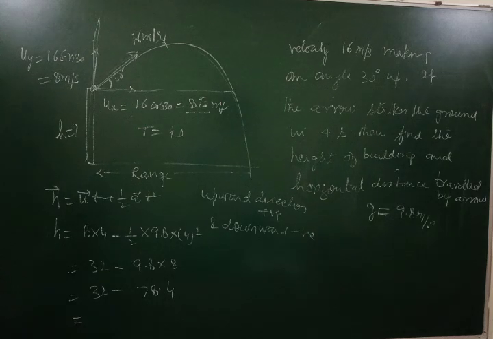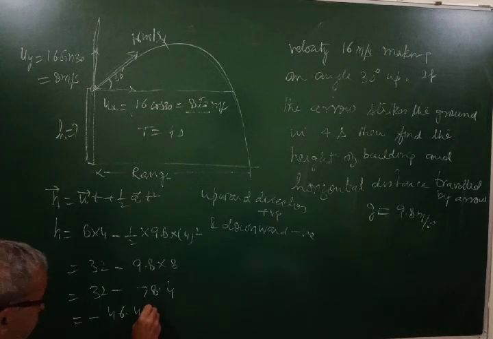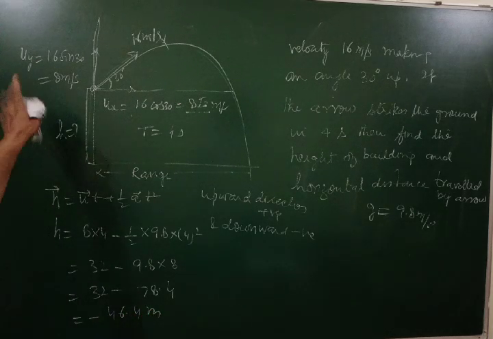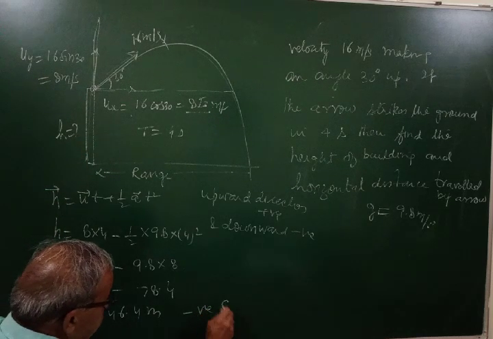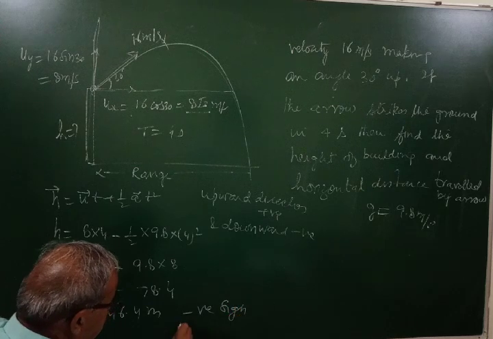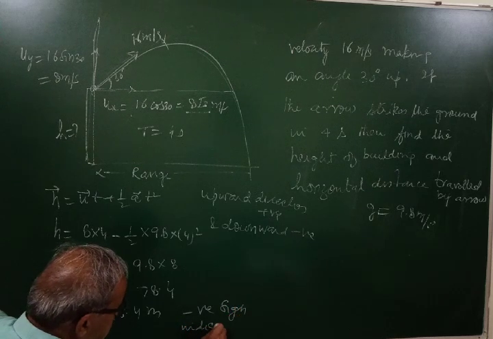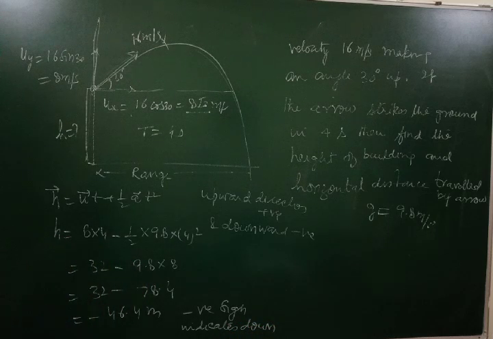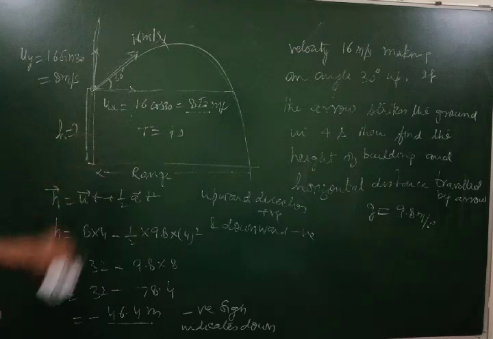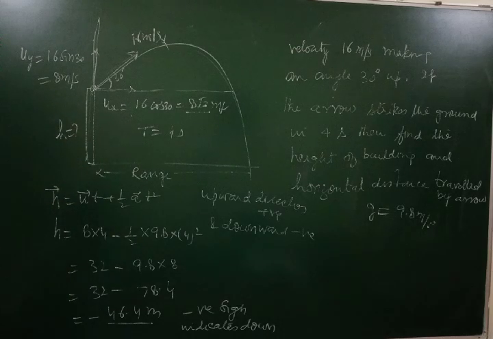So it comes out only how much? 46.4 meter. Minus sign means the displacement in total from the flight is downward. The negative sign indicates downward displacement. So the height of the building is equal to the displacement, 46.4.